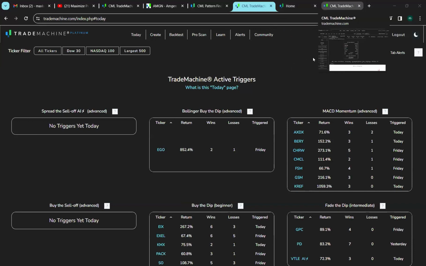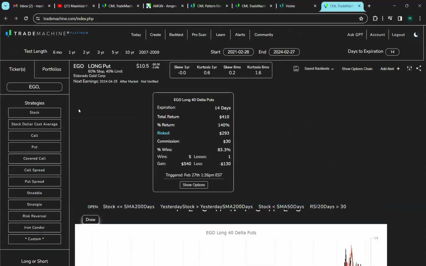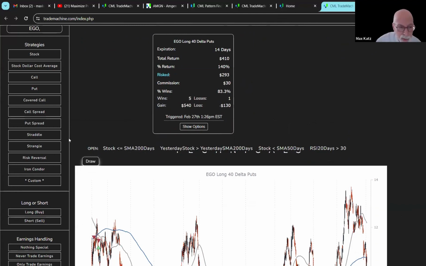We have this EGO long put, bearish burst. And let me just move my little chat out of the way. So these are the current technical open conditions for it to get on the Today tab. Then there are some other conditions in order to get on the Today tab that we've discussed in the past.